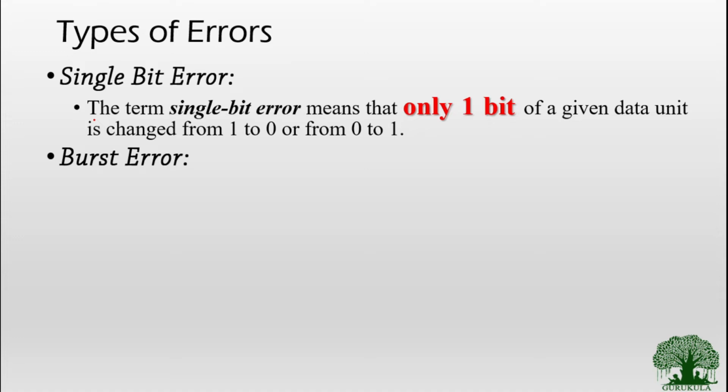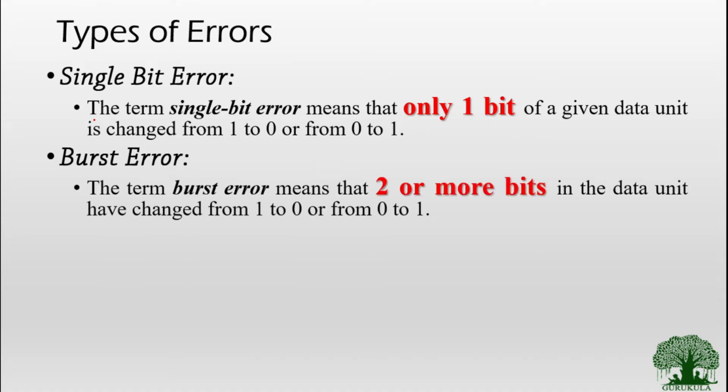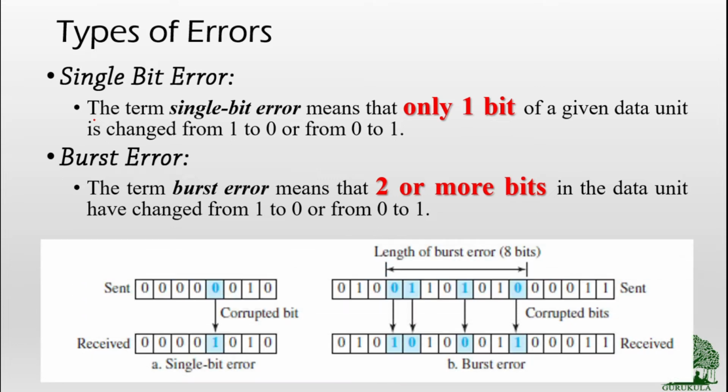On the other side we have the burst error, which represents when 2 or more bits are corrupted. When you look at this picture, it will be very clear. This is a single bit error scenario where only one particular bit is corrupted to 1, and all the other remaining bits remain as they were transmitted. This is the transmitted frame and this is the received frame. As you can observe, all the bits have been received as such except this one particular bit. This scenario is what we call a single bit error, since only one bit is corrupted.